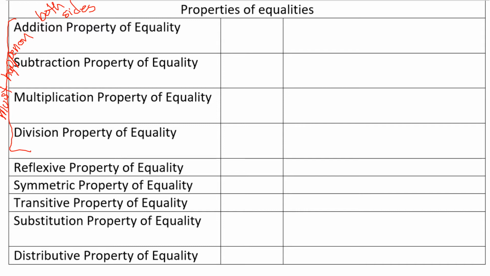So first off, we've got addition. Our shorthand is add prop of equal. And it says that if A equals B, then A plus C equals B plus C.